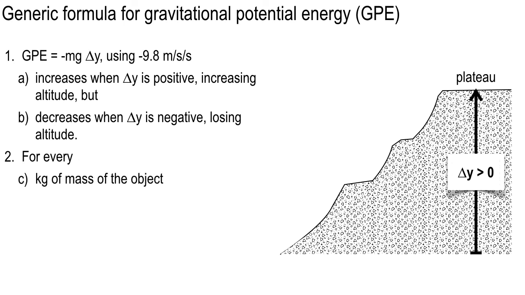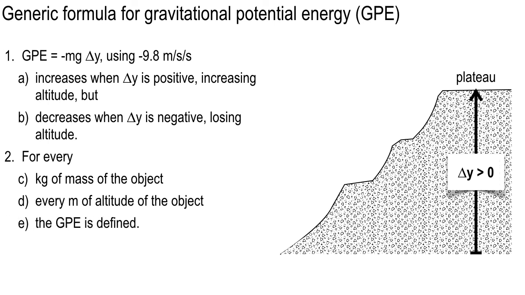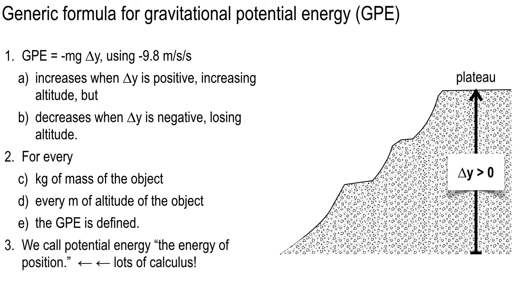So for every kilogram of mass of the object, and for every meter of altitude of the object, the GPE is defined. The gravitational potential energy is defined. And we call it the energy of position. There's a load of calculus behind that. But here's a table of concepts that we're going to expand on number 1 here.